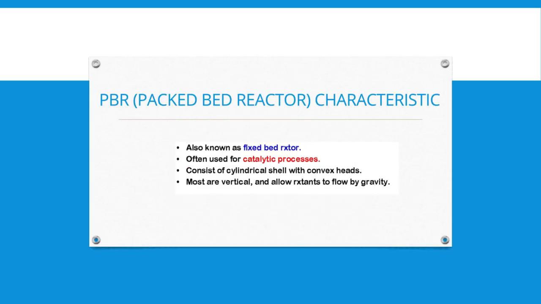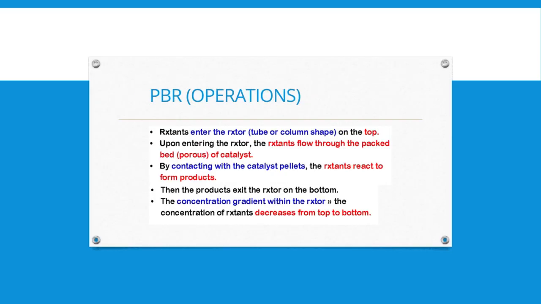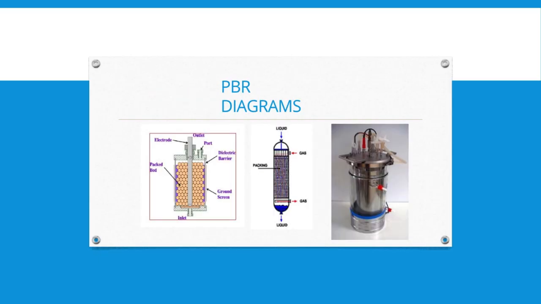Packed bed reactor or PBR is also known as fixed bed reactor. PBR consists of cylindrical shell with convex heads and positioned vertically to allow flow of reactants, which enter from the top, by gravity. During this process, reactants flow through the packed bed made up of porous catalyst where reactants react upon contact with catalysts to form products.